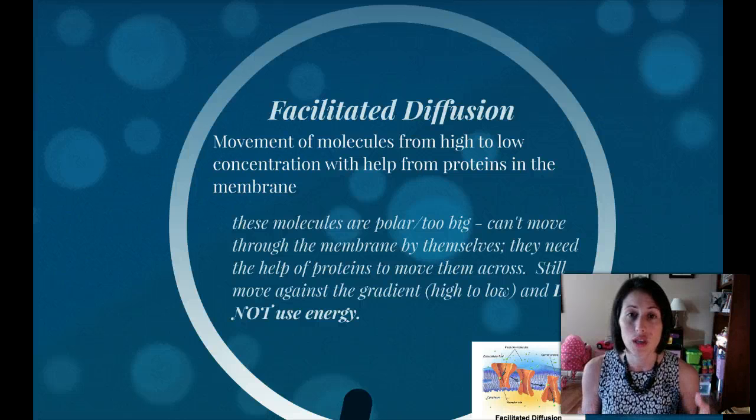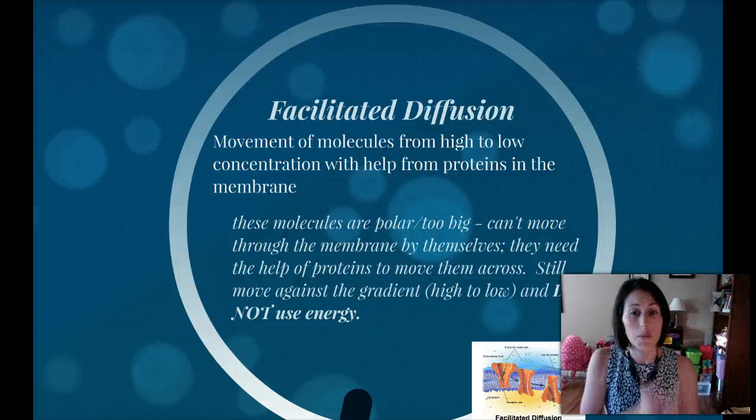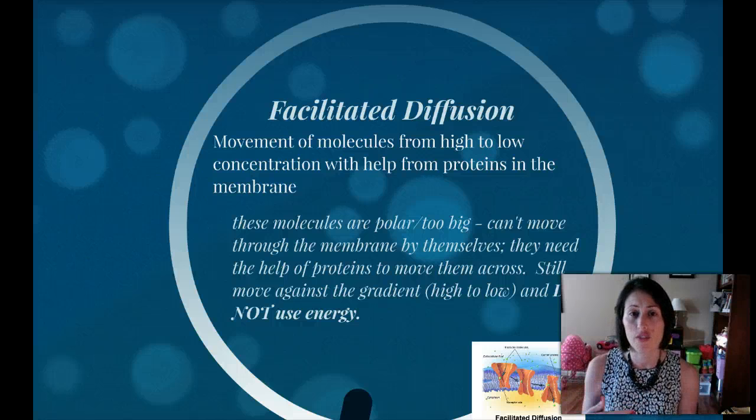So they're going to use a protein, and there's two kinds. There's either a protein carrier, which literally carries molecules across the membrane, or there's a protein channel, which is just kind of like an open door that allows molecules to freely move in and out. That's actually how water is going to move in and out of the membrane.